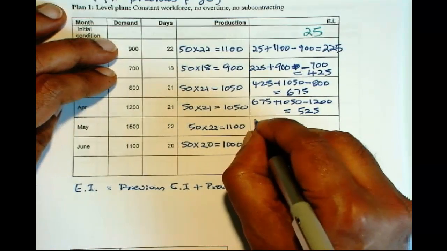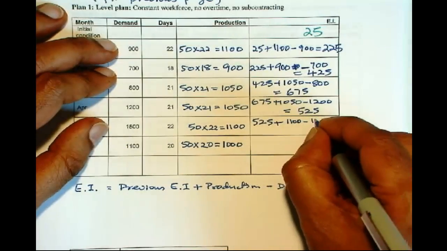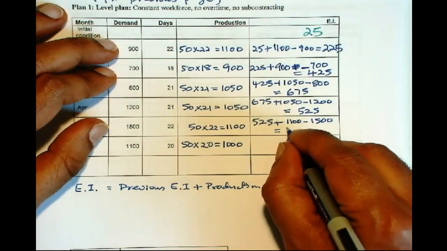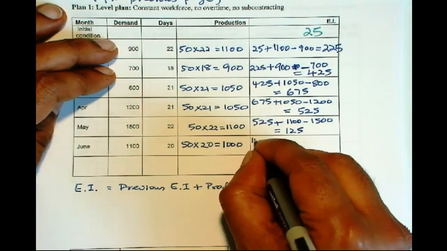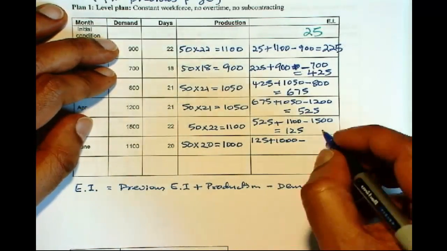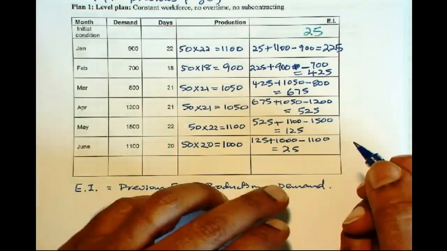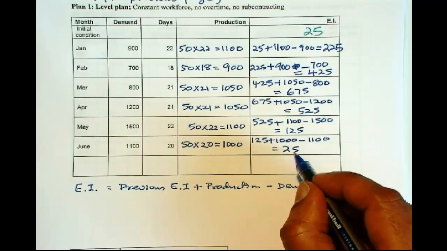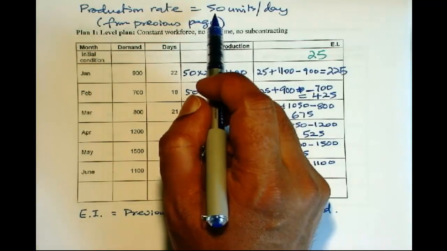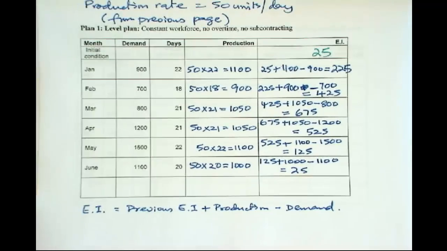Then you start with 525 plus 1100 minus 1500, which will give you 125. 125 plus 1000 minus 1100 will give you 25. So we end with a little bit more than the safety stock, and that is because of the rounding. We rounded from 49.95 or something like that to 50. So that is the reason for that.